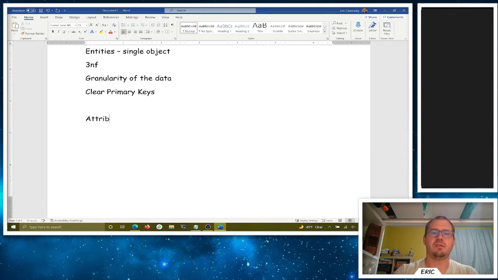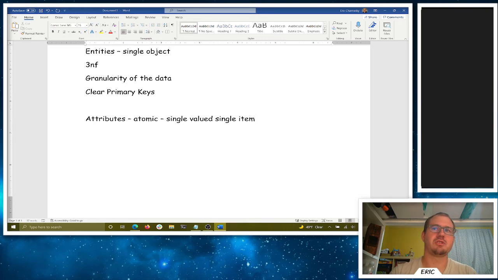For our attributes, we want to make sure we are atomic. Right, that's a single valued, single item. Right, it's as small as we can get. Single value.